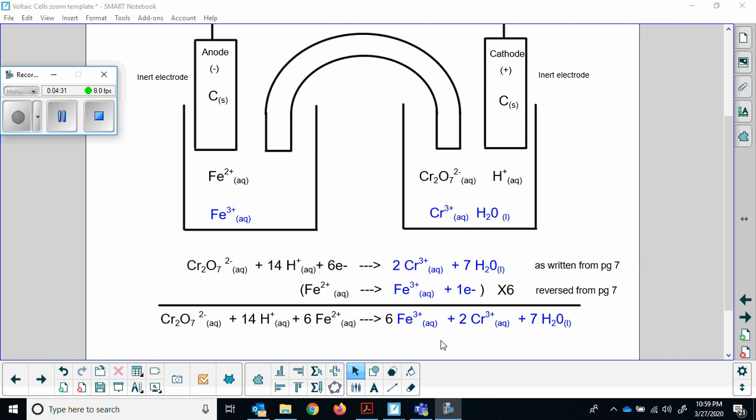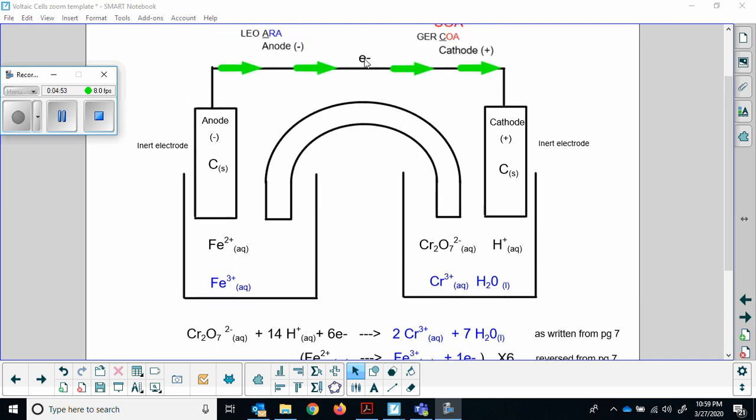Notice that all of our products are aqueous or liquid. Therefore, from our reaction, we will not be able to see any visual evidence that the reaction has taken place. For example, there will be no buildup of new material, no solid precipitates. The only evidence that the reaction is happening is if we had an ammeter here or a light bulb to note that the electric circuit has been completed.